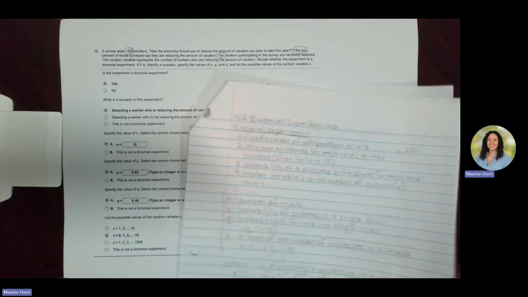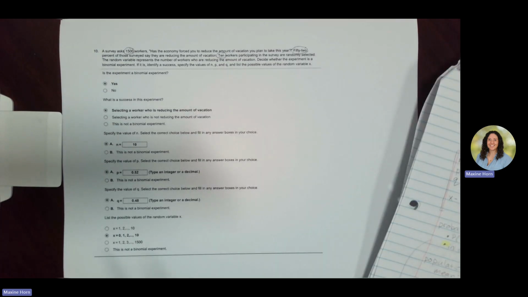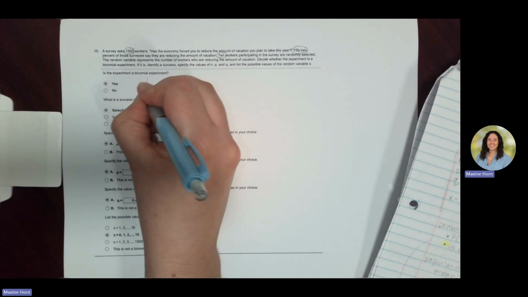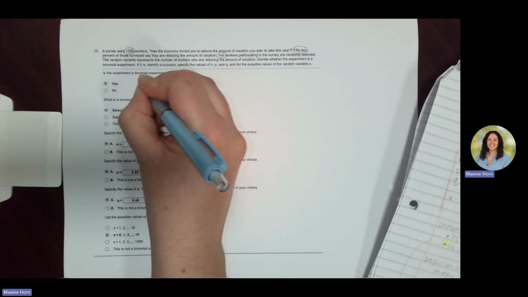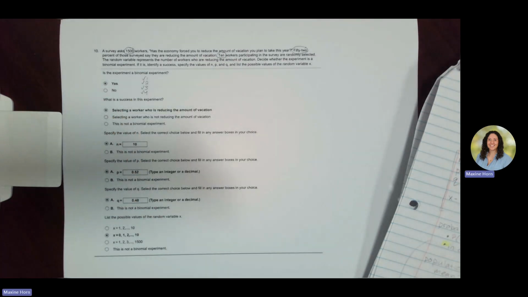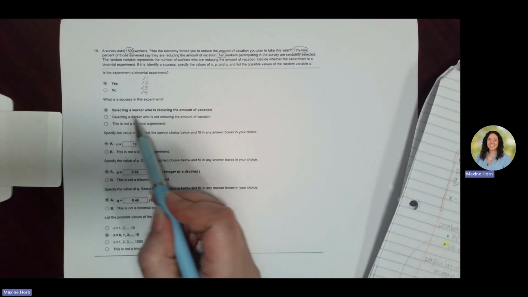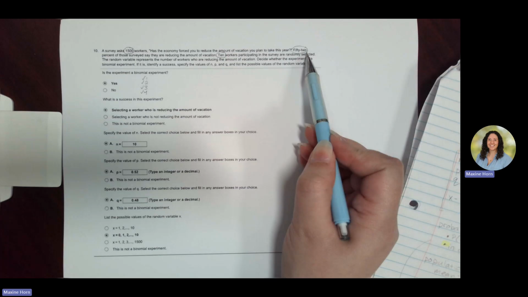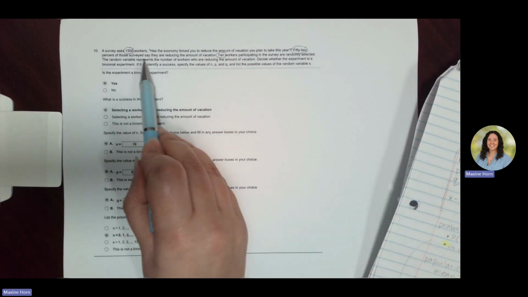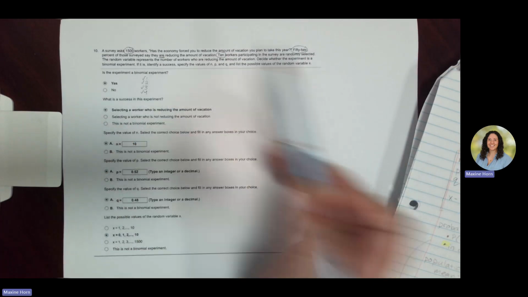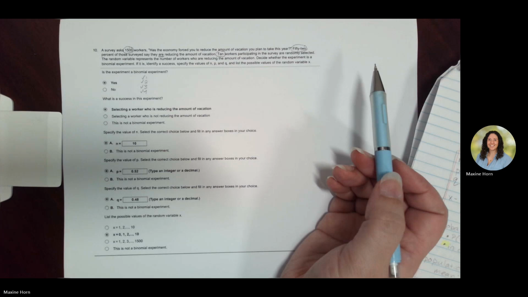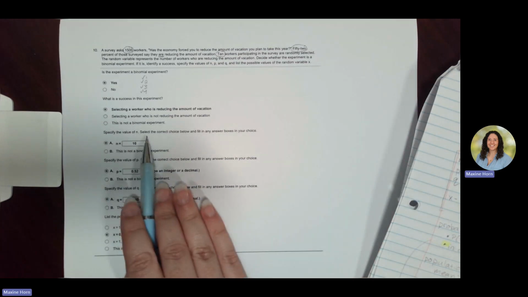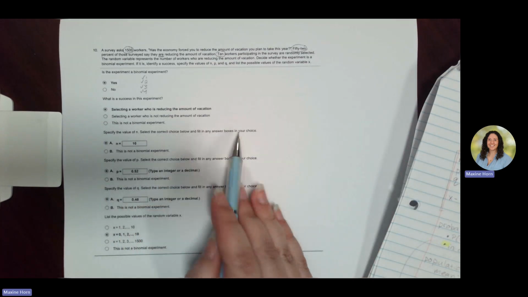Okay, so is the experiment a binomial experiment? Yes, because 1, 2, 3, 4, check, check, check, check. What is a success in this experiment? It is selecting a worker who is reducing the amount of vacation, because that's the probability that they've given us. 52% of those surveyed said they are reducing the amount of vacation. Specify the value of n and select the correct choice below.